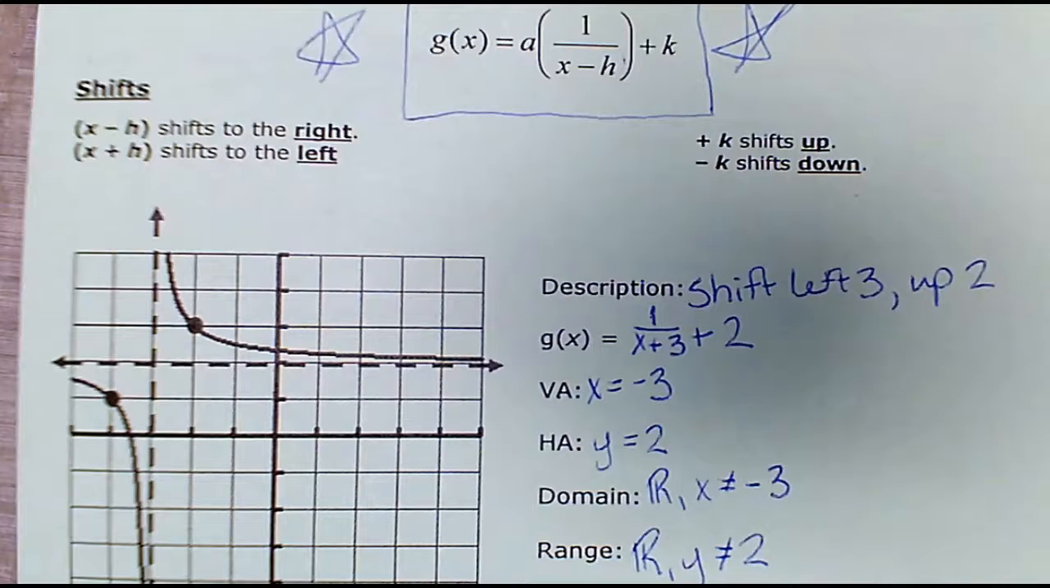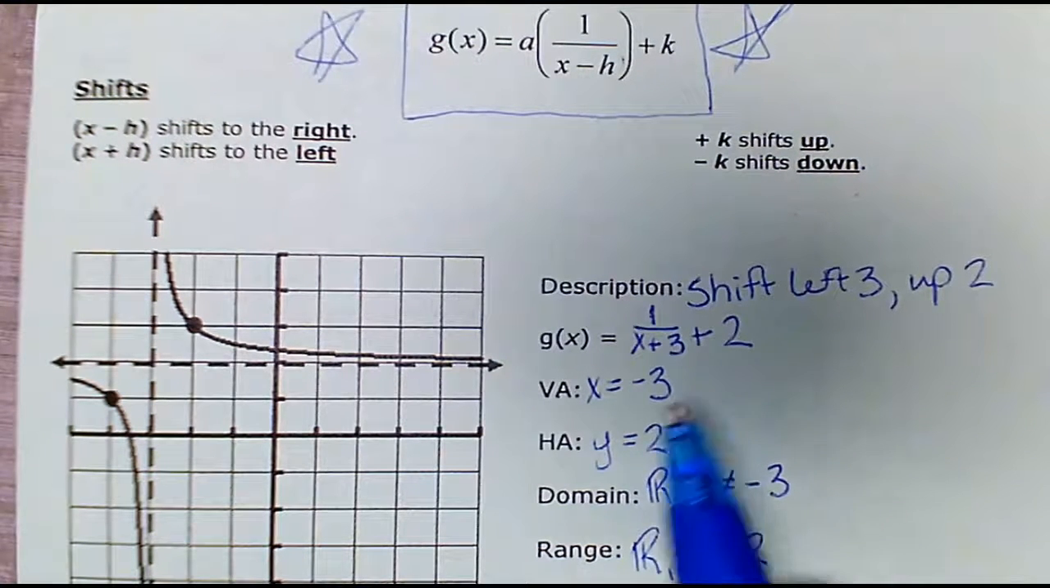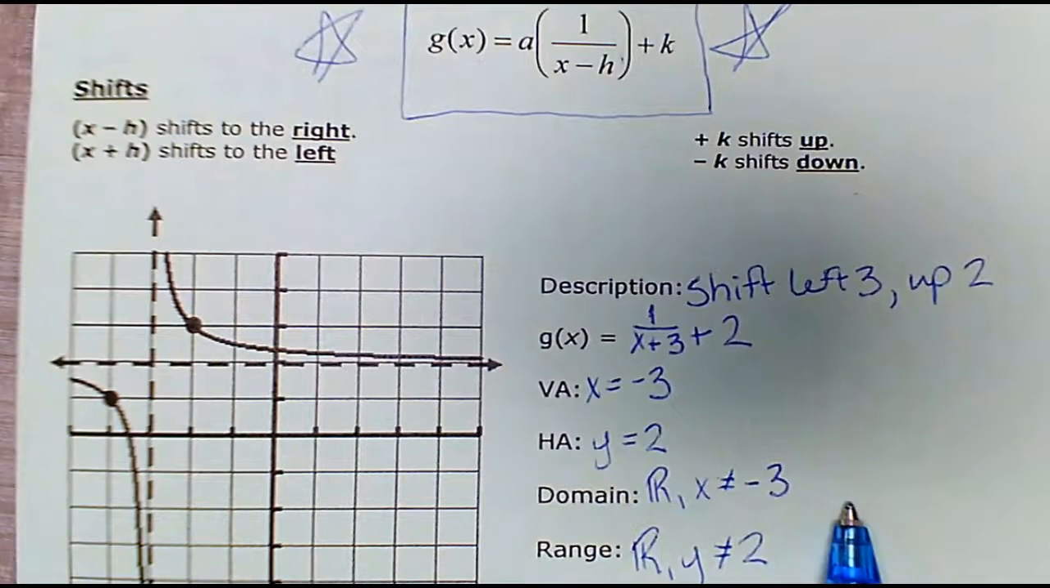Yes. To be clear, meaning if there are 2 vertical asymptotes? Yes, if there are 2 vertical asymptotes, then both of those numbers appear in the domain as x values that you can't have. Yes, ma'am. Good question. All right, let's open this up.